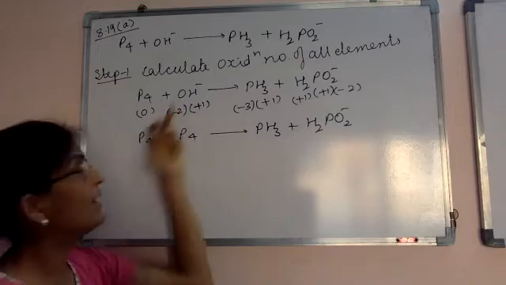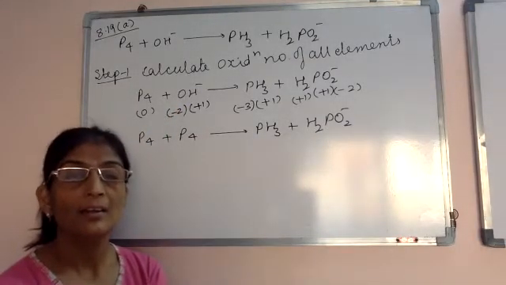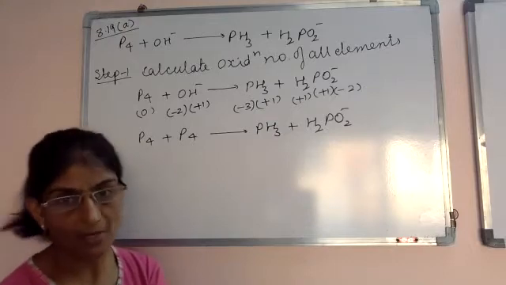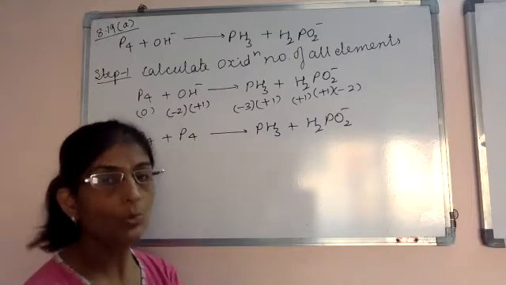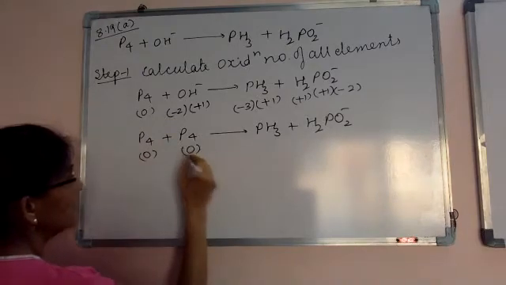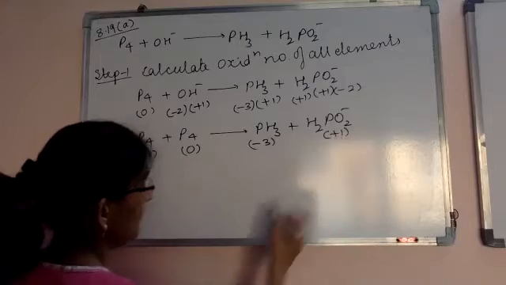Why did we not write OH minus? Because the reaction is in basic medium only. For balancing hydrogen we will add OH minus, so there is no need of OH minus right now. Now in half reaction method, what is step 2? Write down oxidation numbers: 0, 0, phosphorus minus 3, and phosphorus here it is plus 1.